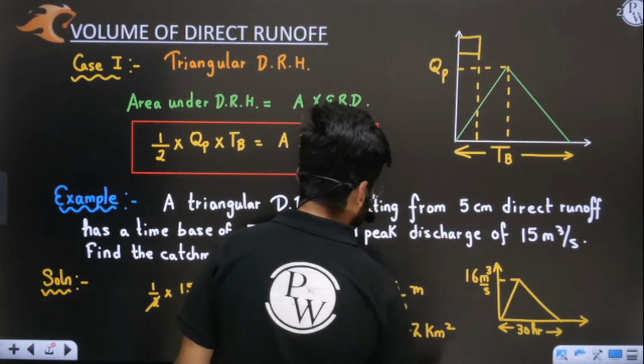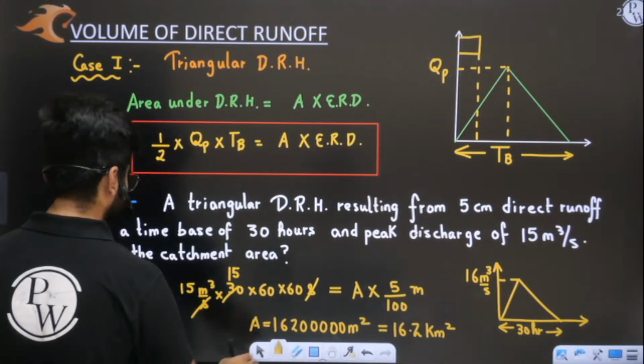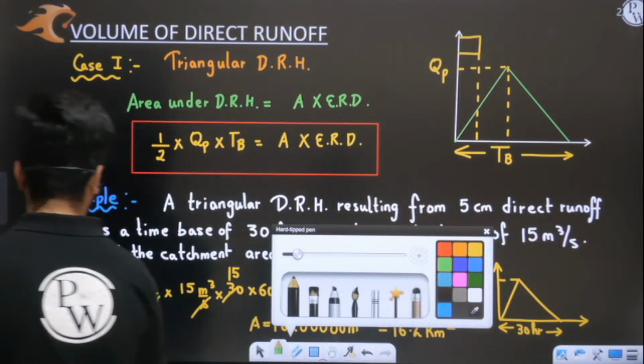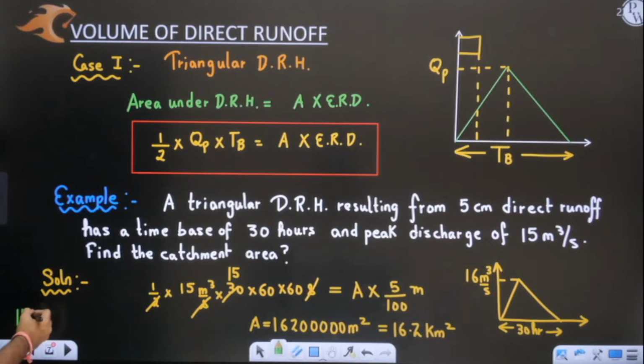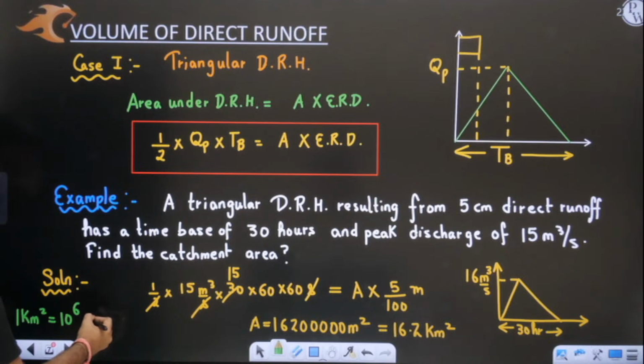This you need to understand. 1 kilometer square equals 10 power 6 meter square. And 1 hectare is 10 power 4 meter square.